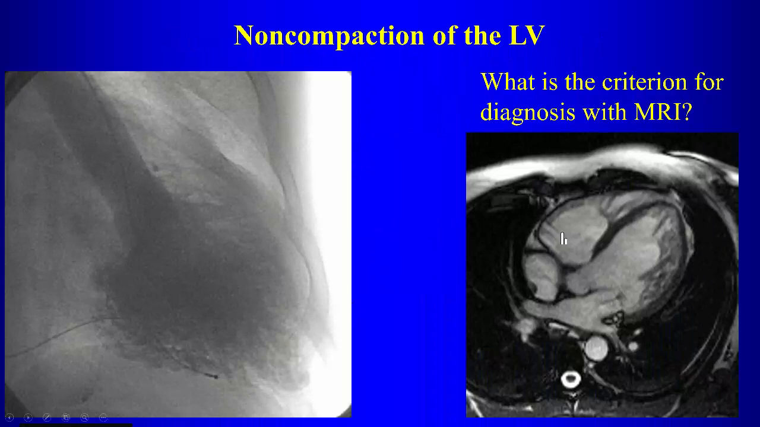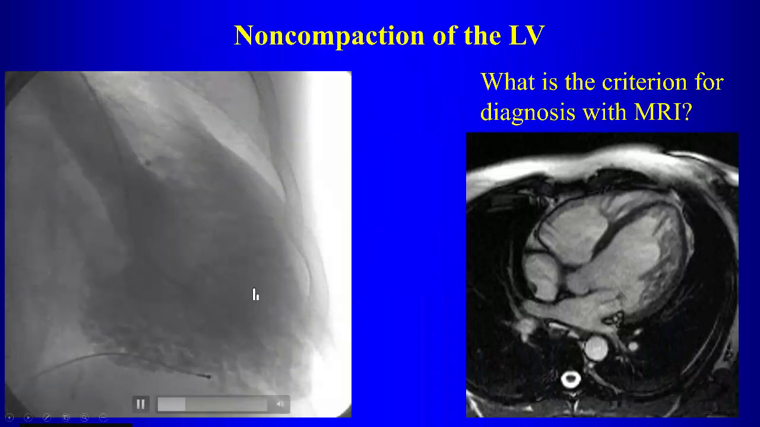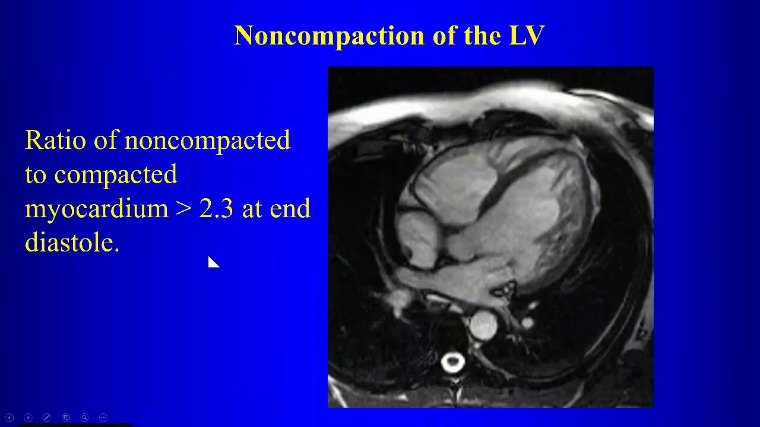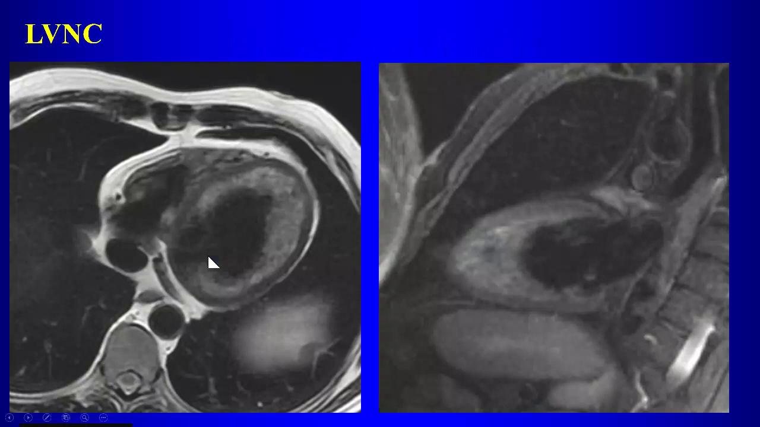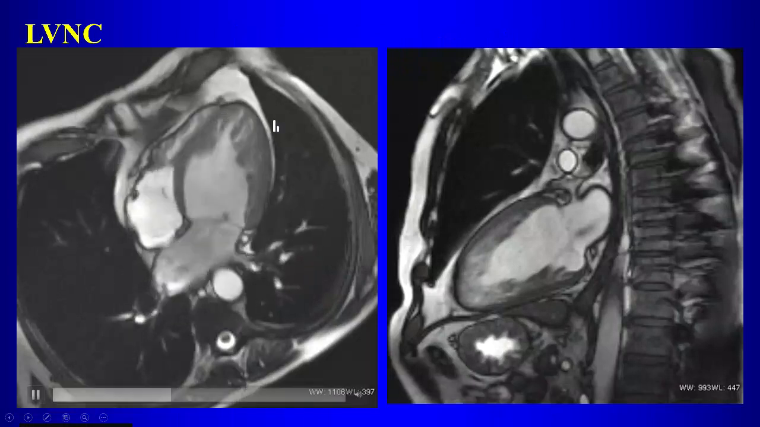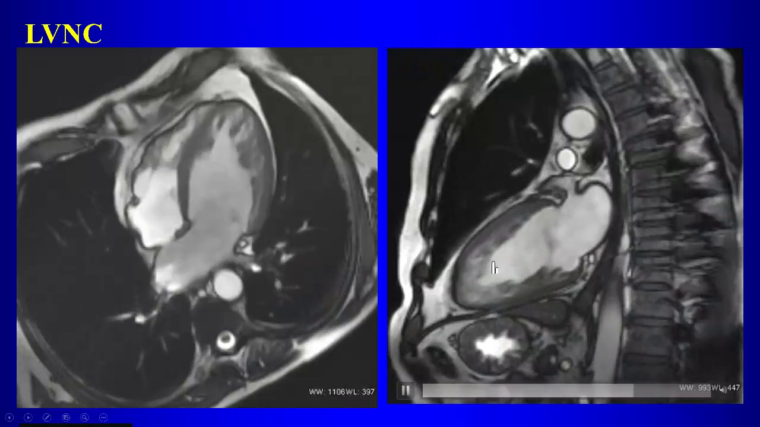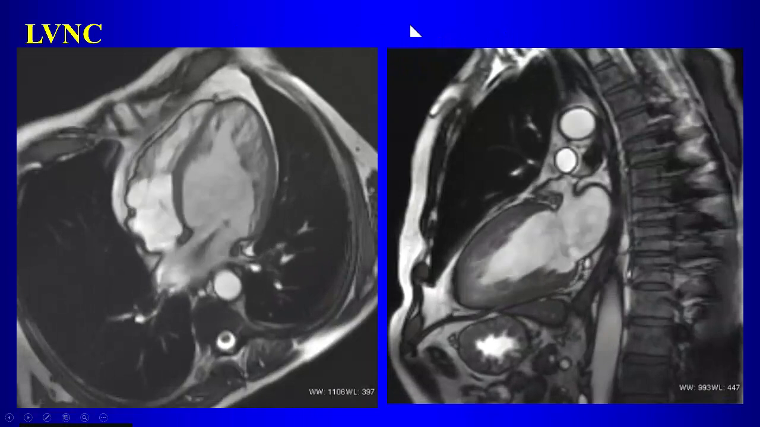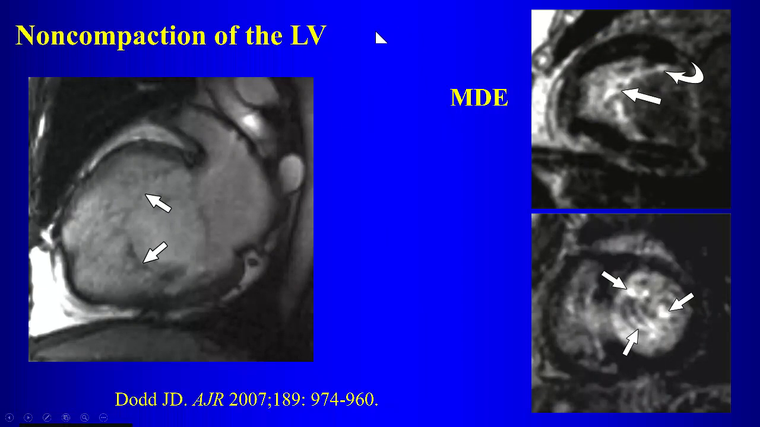Okay. And so here's the angio showing you that, and we talked about the criteria for diagnosis already for MR. The number is 2.3 at diastole. Okay. So on your dark blood images, you can see the trabeculations very nicely here, right? Very hypertrabeculated ventricles sometimes. And then here on your bright blood images, this is what we would use as our criteria for making the diagnosis at end diastole. It's typically more towards the apex of the ventricle in non-compaction. Sometimes you might also have enhancement of the trabeculations on MDE.